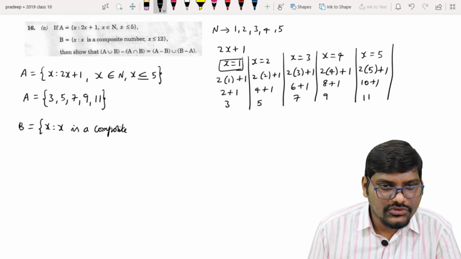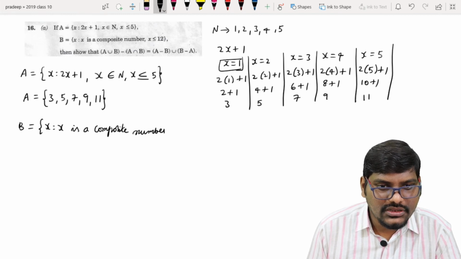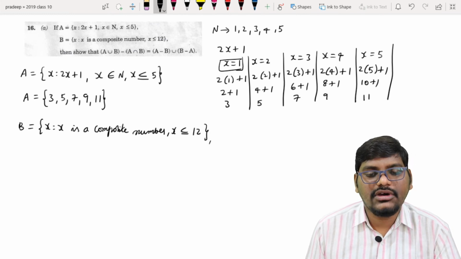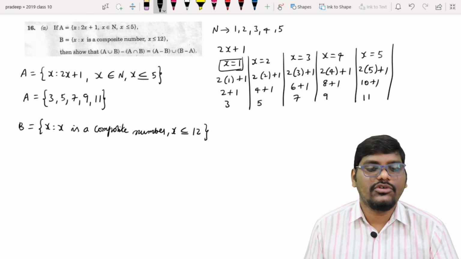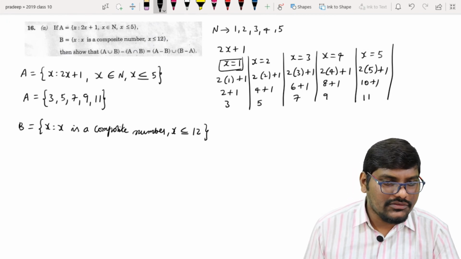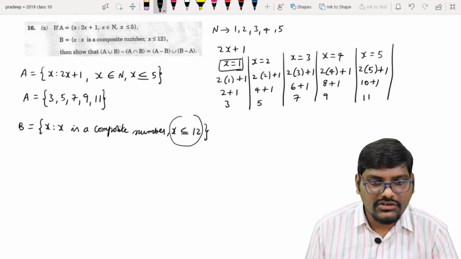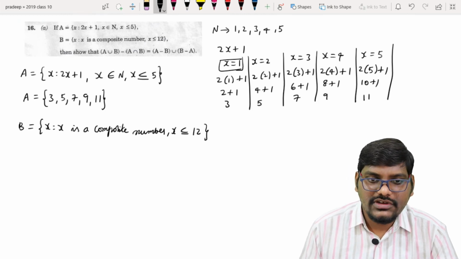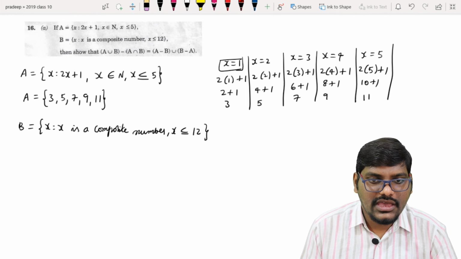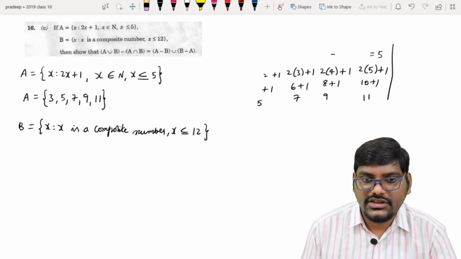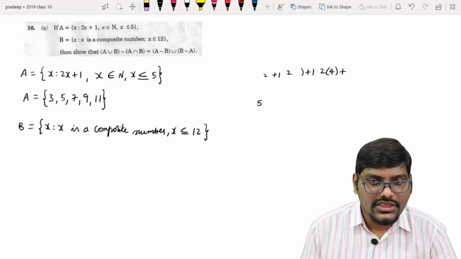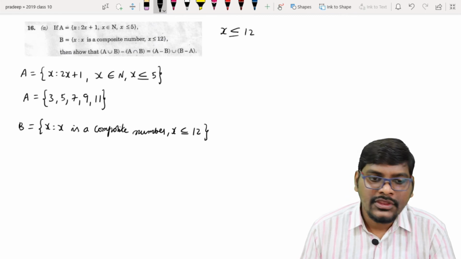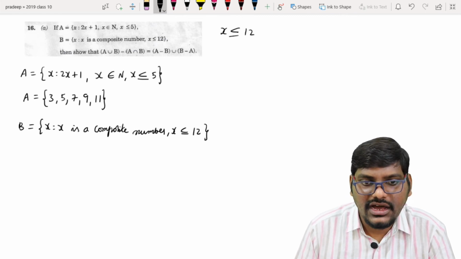So what is a composite number? A composite number is nothing but a number which is not a prime number. Any number that is not a prime number can be a composite number. As per the condition, x is less than or equal to 12, so we take the composite numbers till 12. In the second condition, x is less than or equal to 12, whereas they said composite numbers. First let's write all the numbers.